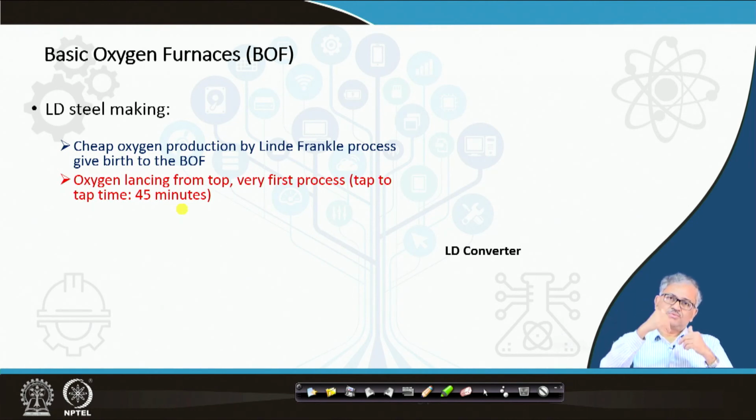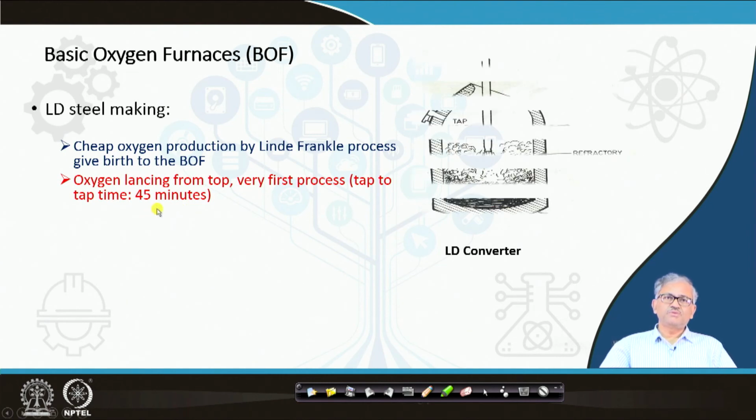Since the oxygen comes from the top and the emulsion is formed above the slag layer. Basically, first foam formation takes place, slag foam, and in the slag foam a lot of metal droplets join and form an emulsion. The refining of liquid metal takes place in the emulsion only, where the surface area is tremendous, and I will talk about that. That's why it is only 45 minutes.